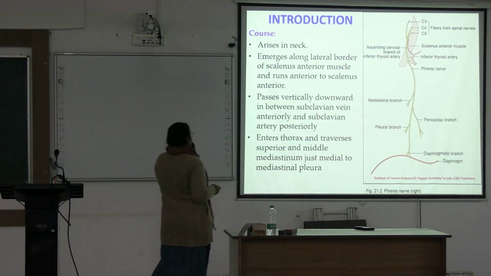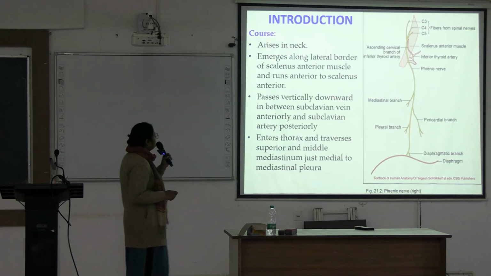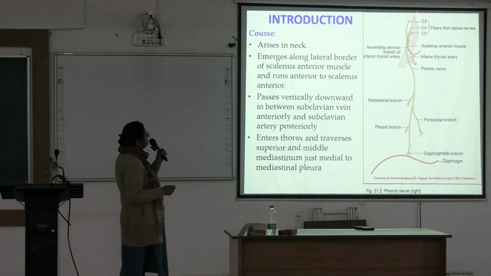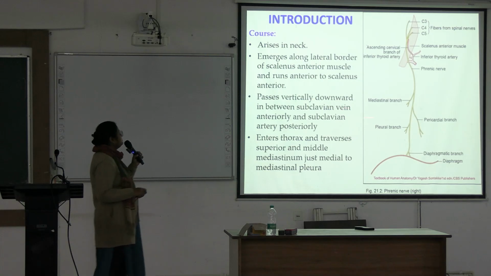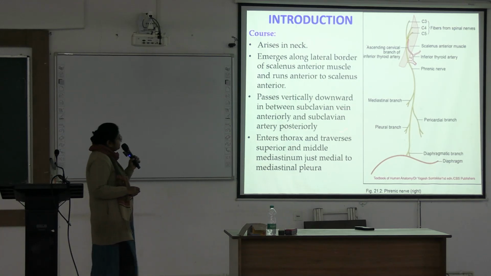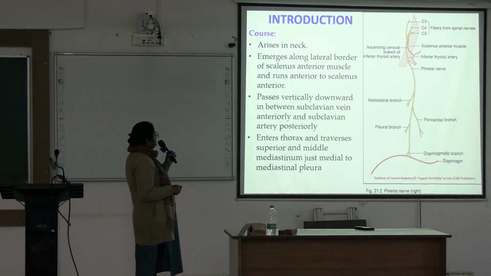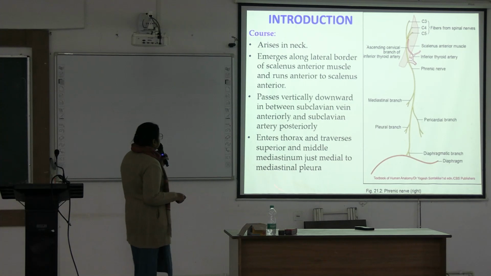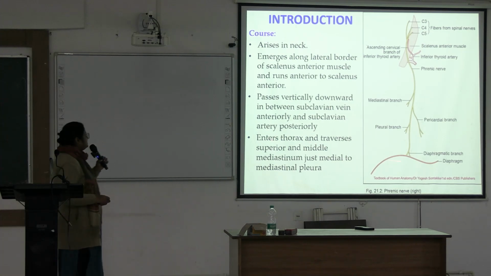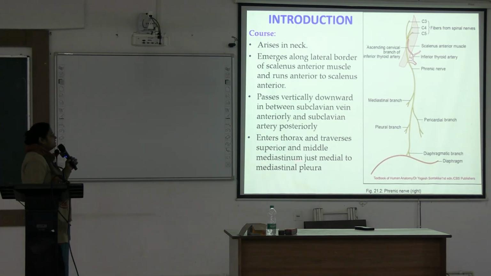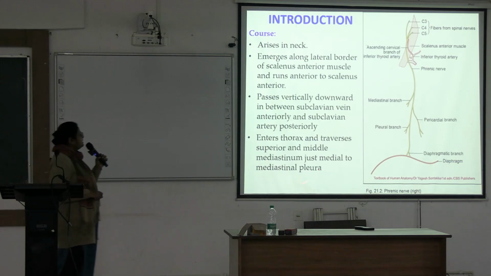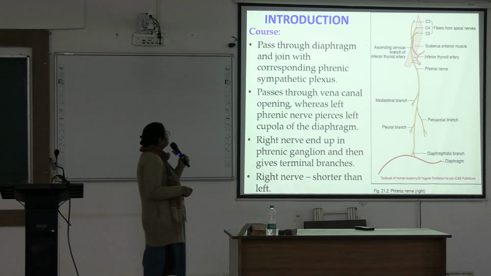Okay, and it passes vertically downward. See here, this is scalenus anterior muscle. So phrenic nerve is lying vertically over the scalenus anterior muscle, then passes vertically downward in between the subclavian vein and the artery, vein anteriorly and artery posteriorly, and then enters the thorax and traverses superior and middle mediastinum just medial to the mediastinal pleura.